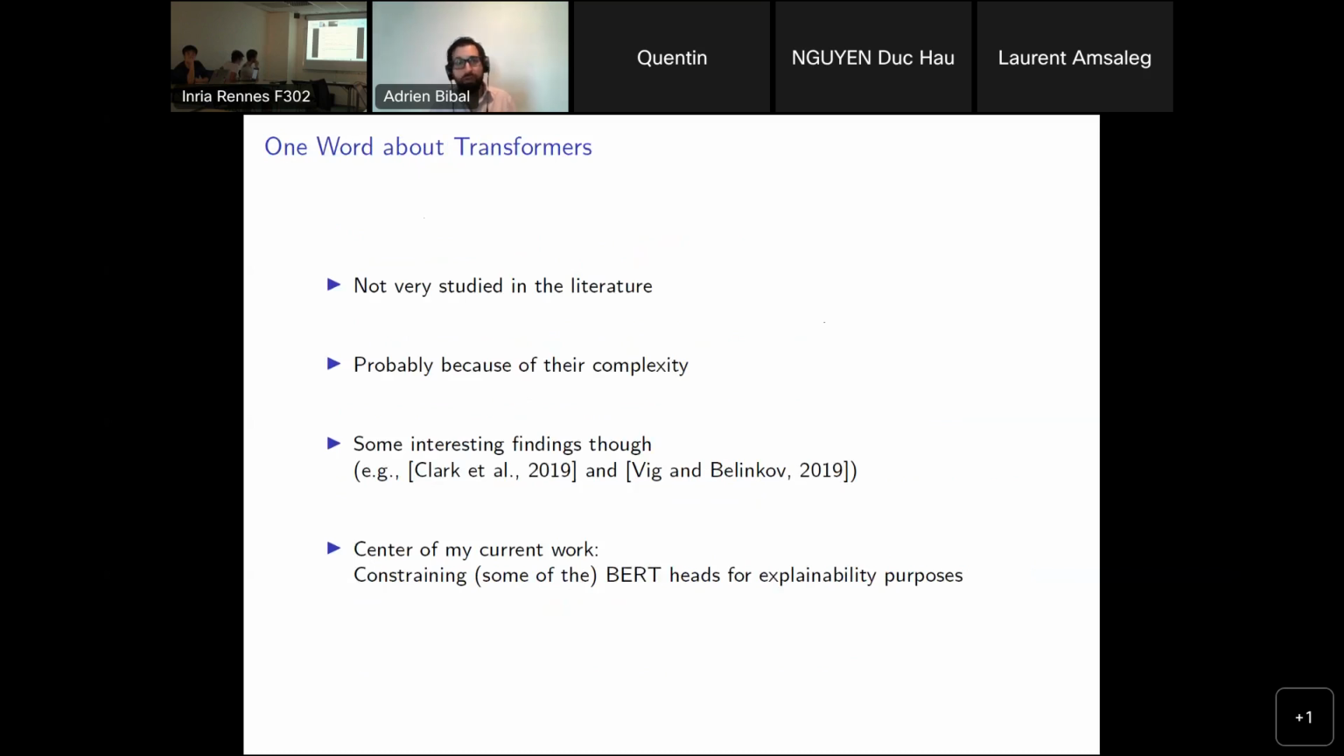I want to say one word about transformers. I don't have time. I just said that they are not very studied in the literature. Maybe it's because they are very complex. Even if we have interesting findings like the ones with the heads, the different attention heads of BERT.